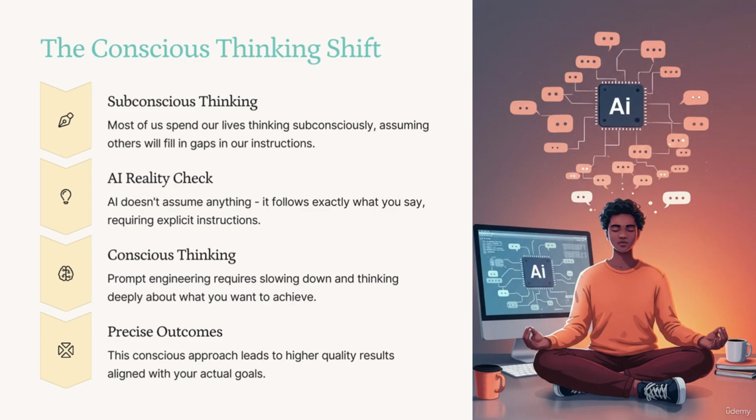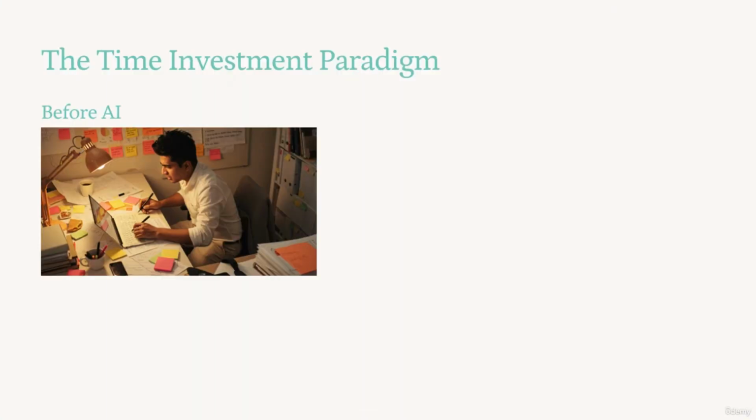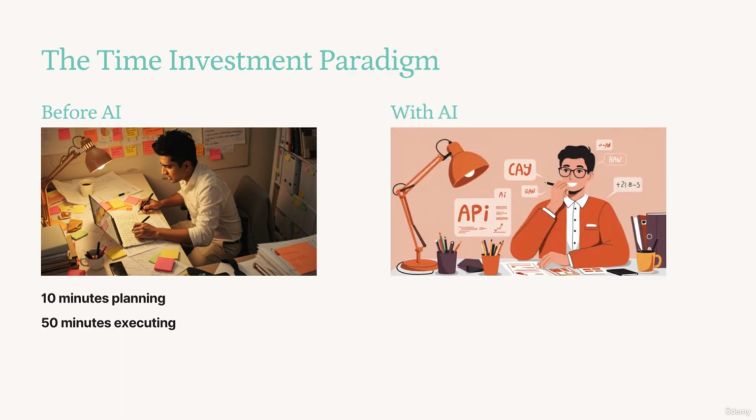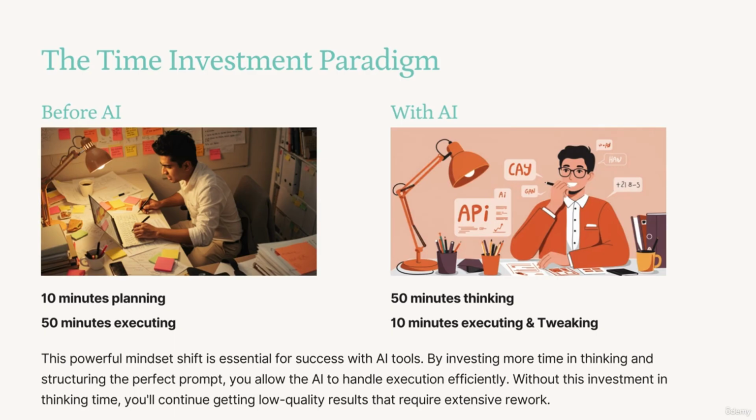Now, here's a powerful mindset shift. Before AI, if you had 60 minutes for a task, you'd spend 10 minutes planning and 50 minutes executing. With AI, it's the opposite. You should spend 50 minutes thinking and structuring the perfect prompt. Execution? That's the AI's job. It takes seconds. And if you don't put in the thinking time, you'll keep getting low quality results. It's about breaking down your goals into clear, detailed instructions that the AI can understand.